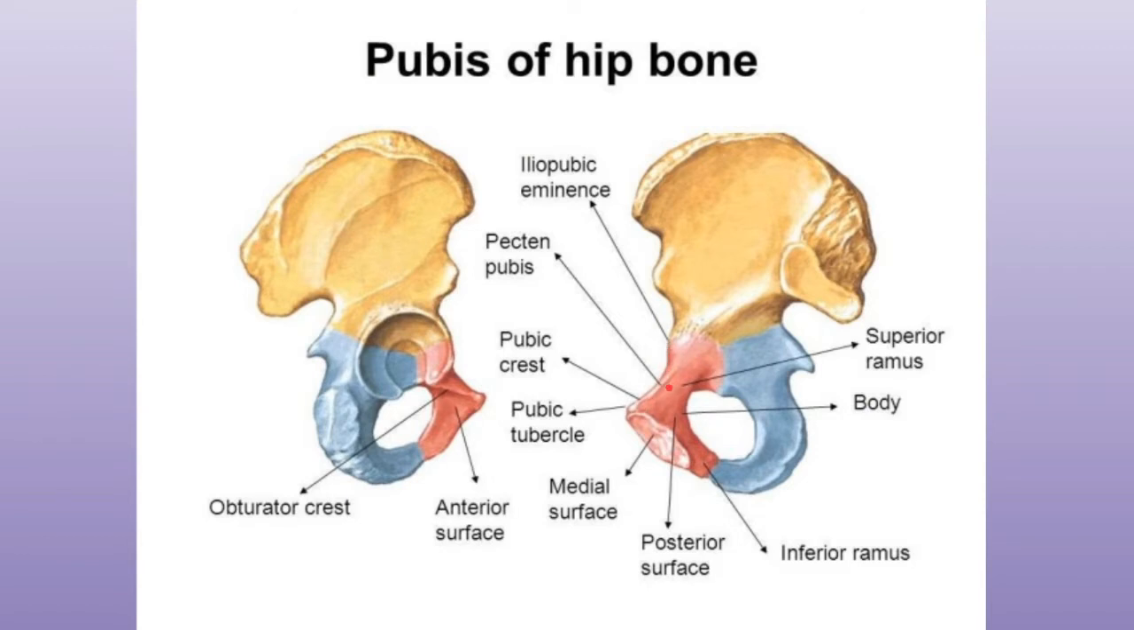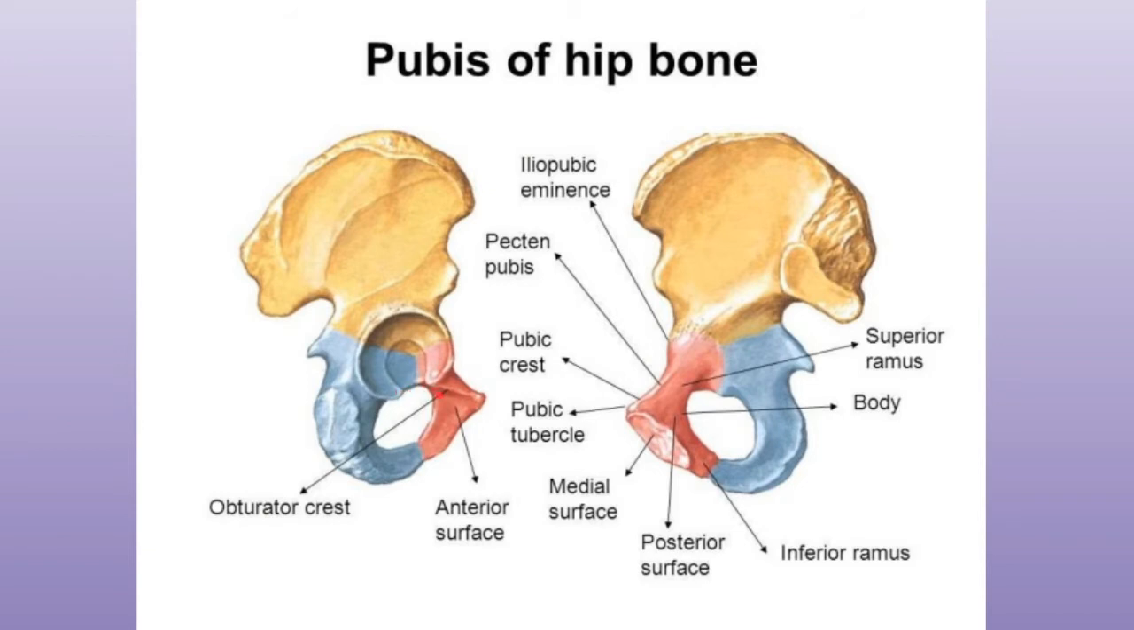Next is the anterior border, which is visible from the lateral view. This is the anterior border of the superior ramus. The anterior border is called the obturator crest. It is a rounded ridge-like border and extends from the pubic tubercle up to the acetabular notch. This small part here is the acetabular notch. So the obturator crest extends from the pubic tubercle to the acetabular notch.